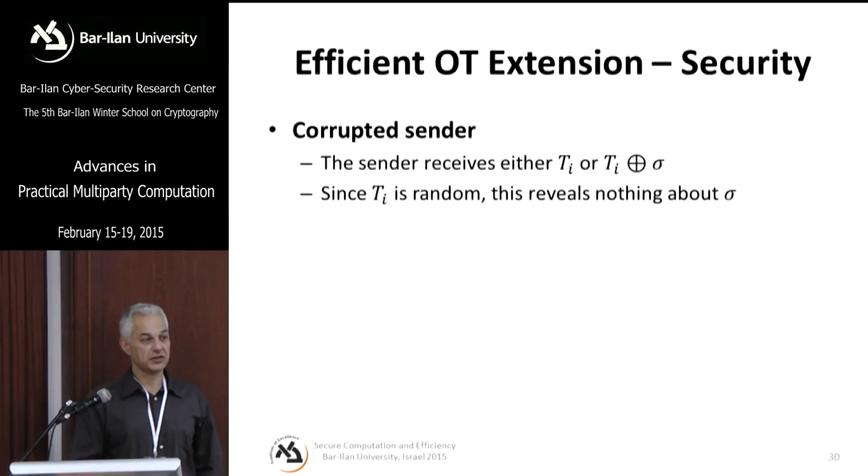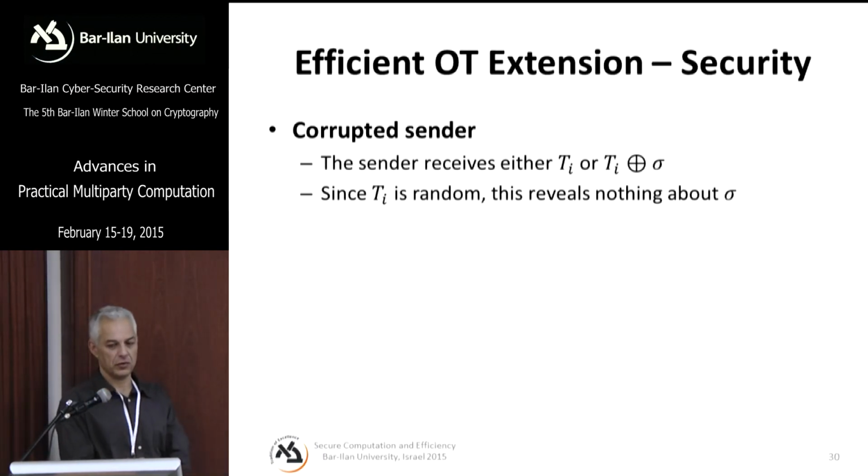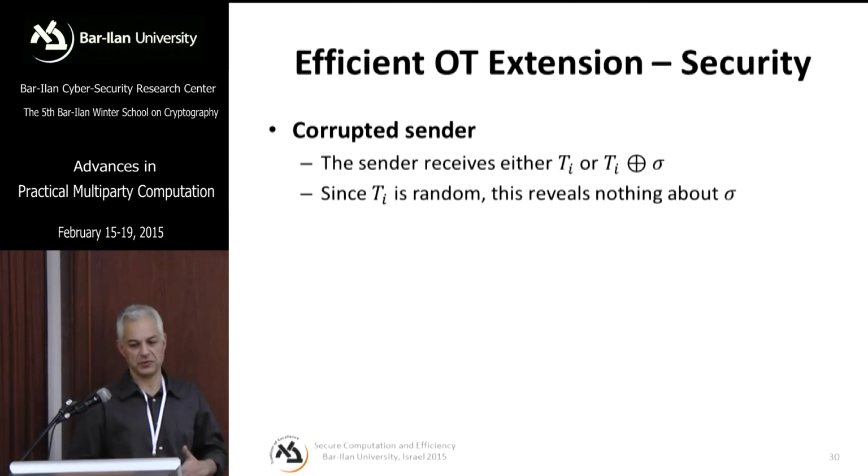So what about security here? For a corrupt sender, the sender is the receiver in the initial 128 oblivious transfers. He either learned a random column T_i or a random column T_i XORed with the receiver's choices. In any case, he learns a random column. Okay, what he sees is random, so he learns nothing from it.